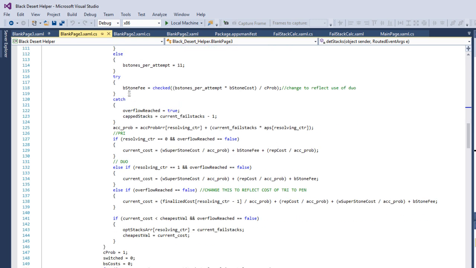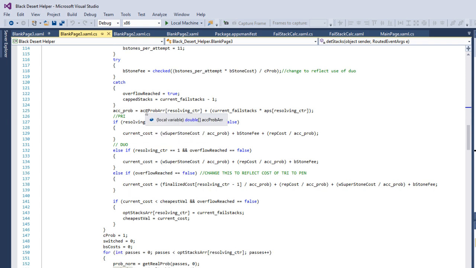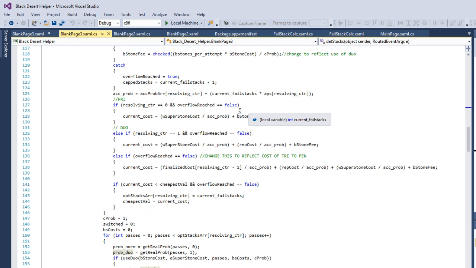And then, okay, so then you go on, and then it calculates the probability of your enchant succeeding. It's called ACTProb because this is originally only for accessories, but I've changed it. And that basically is the base probability plus what the fail stacks give you. So this is the bonus per stack times the amount of fail stacks.